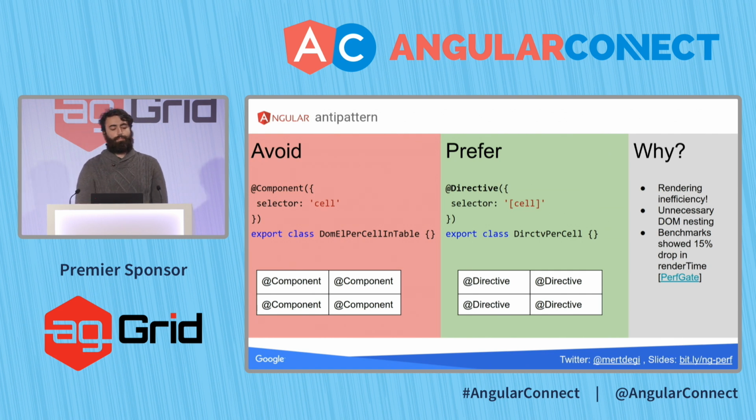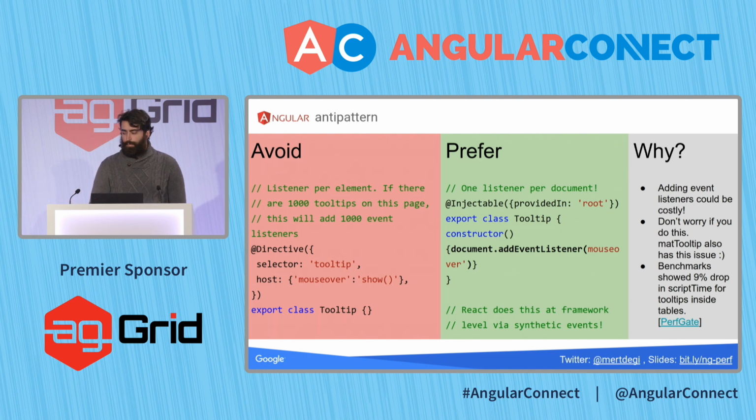Anyways, another anti-pattern that we discovered is DOM elements per cell, or DOM elements per component that is used within a list-like component. So in this example, if you have a table component, it's really tempting to write, oh, I'll just write a component that has a DOM element that is going to display an individual cell. This is good, but it adds DOM nesting. And DOM nesting means Chrome has to do extra stuff. When we tried this to remove DOM nesting, we got a 15% decrease in render time.